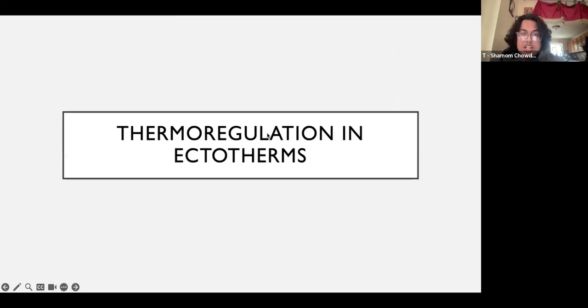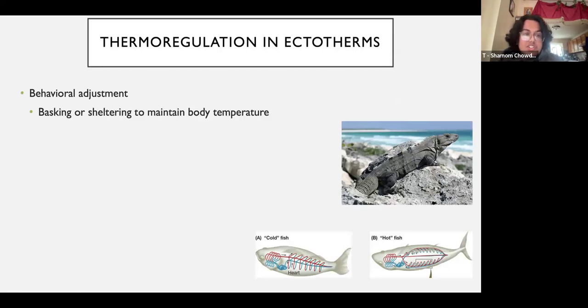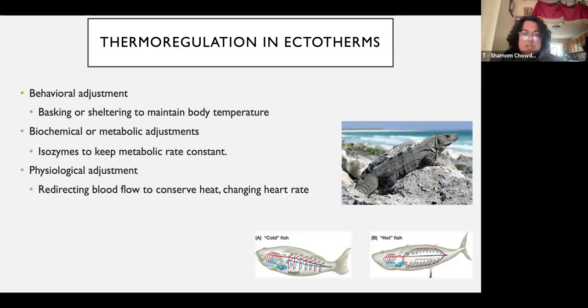So thermoregulation in ectotherms. Once again, ectotherms are animals that depend on the outside environment. There are behavioral adjustments: some animals could shelter or bask in the sunlight to maintain body temperature. There are also biochemical or metabolic adjustments within their body, such as isozymes to help keep their metabolic rate constant. There are also physiological adjustments, so they could redirect blood flow within their body to conserve heat and change heart rate. And there are also anatomical adaptations.